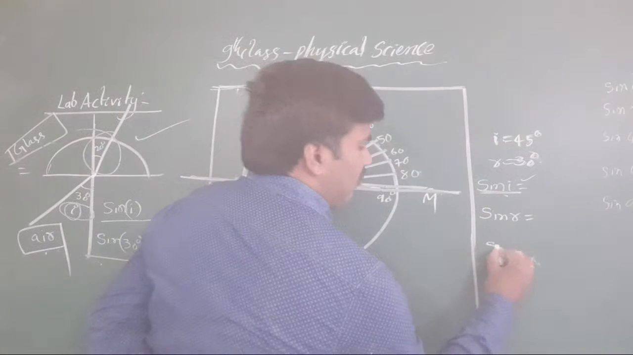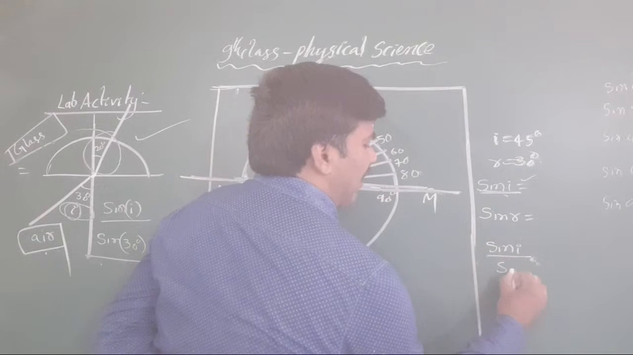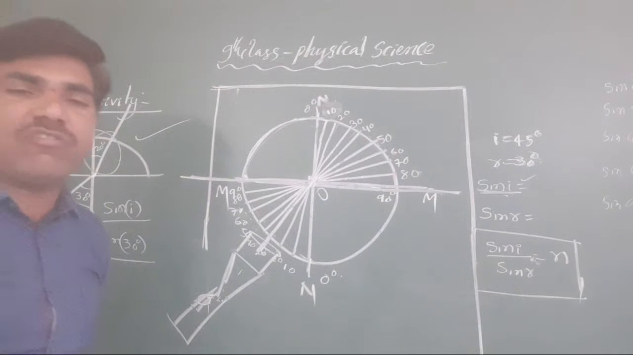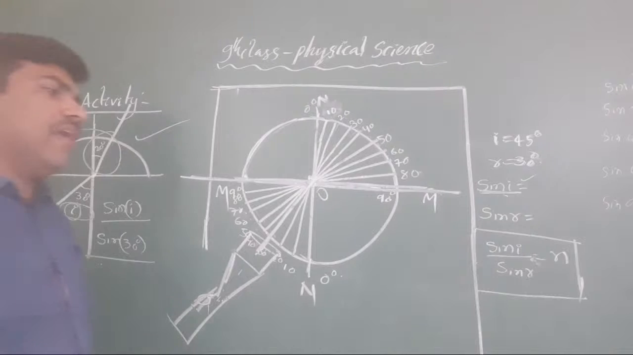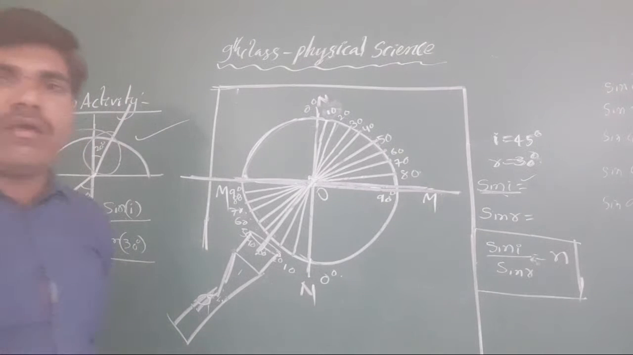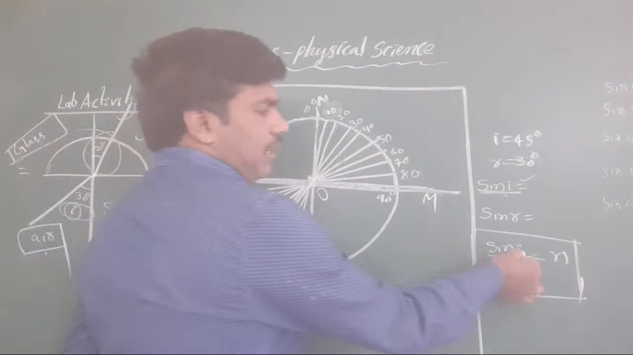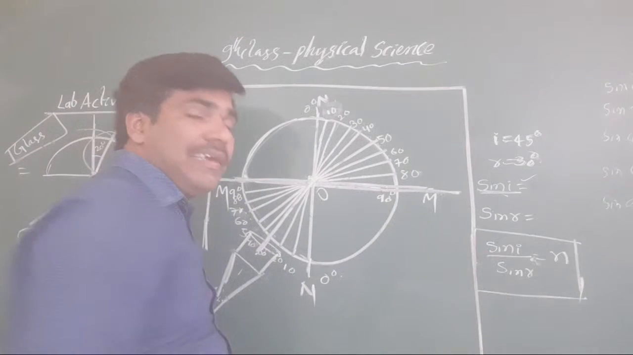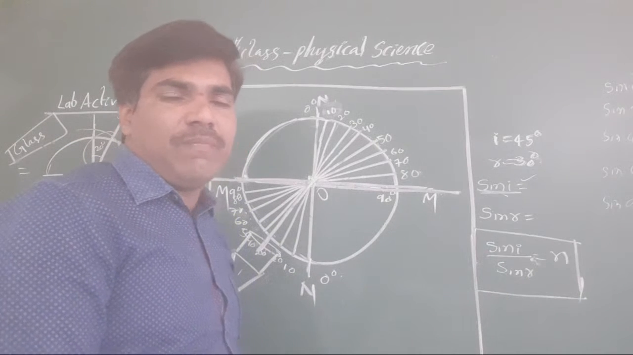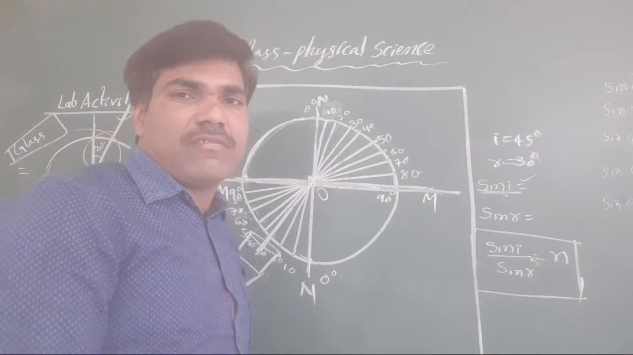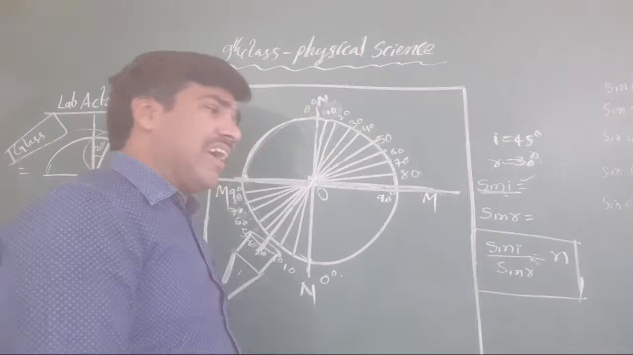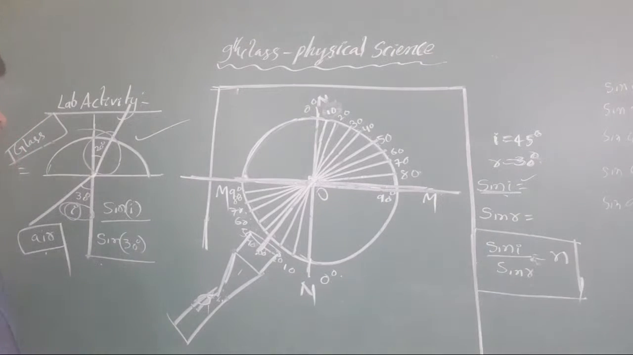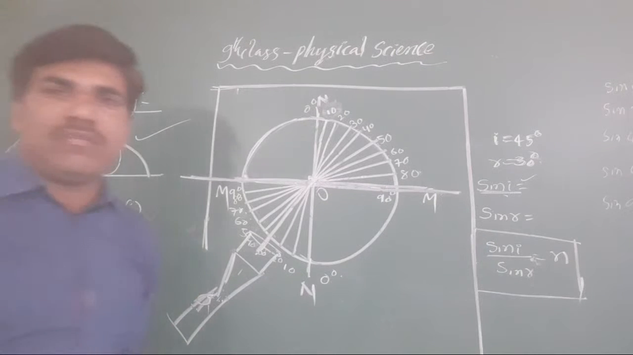When you take the ratio of these two, sine i by sine r, it is equal to the refractive index. This gives the relation between the incident angle and the refracted angle. That is, the ratio of the sines of the incident and refracted angles is equal to the refractive index of the material. That is what is given by our experiment. Got it or not? I hope you got it.